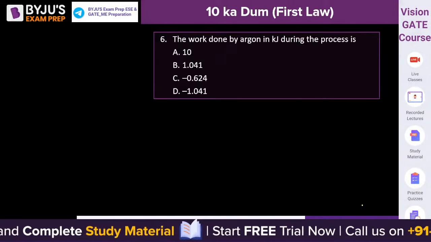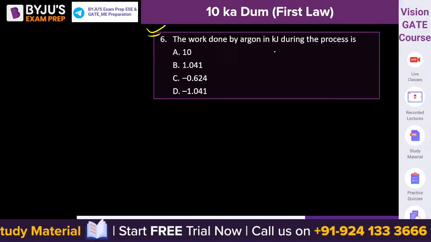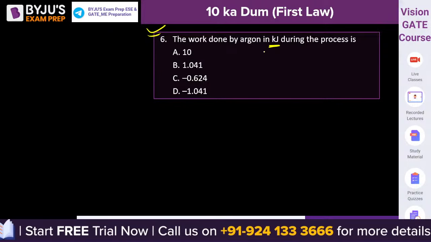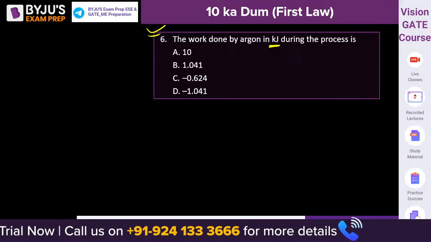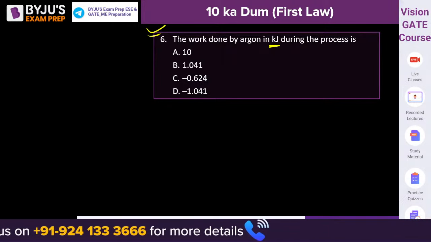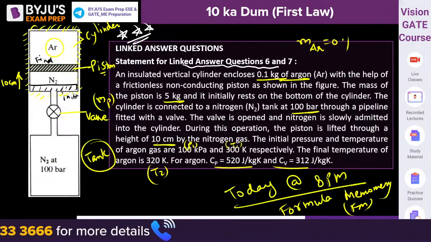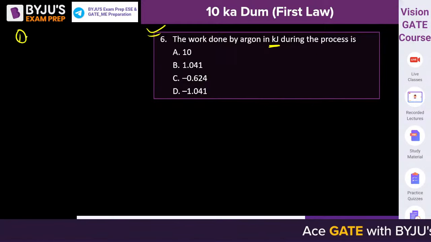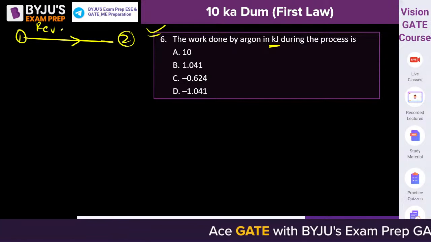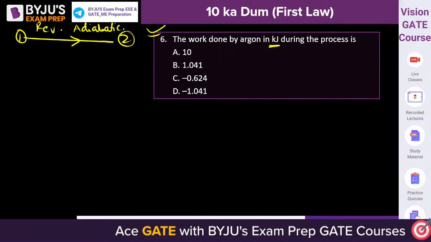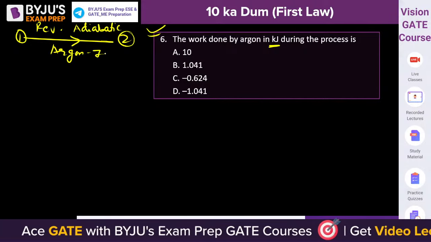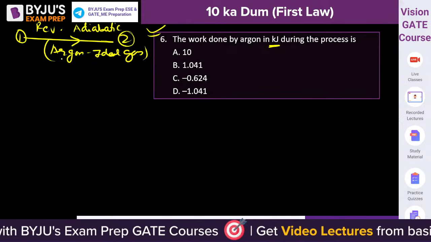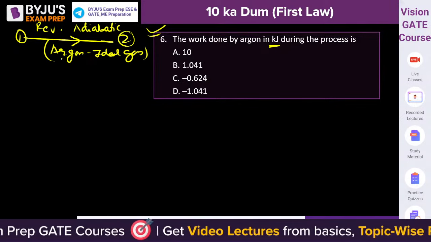The sixth question is, the work done by the argon in kilojoule during the process is. So it is thermally insulated. It means there is no heat transfer and argon is an ideal gas. So can we call the process 1 to 2 reversible adiabatic? Argon is an ideal gas, so in the cylinder, argon gas is undergoing the process.